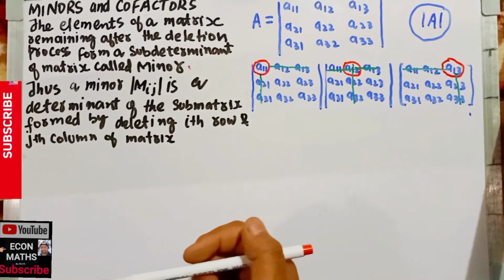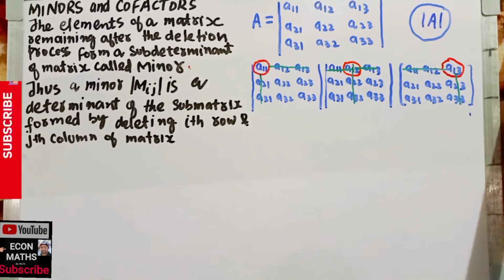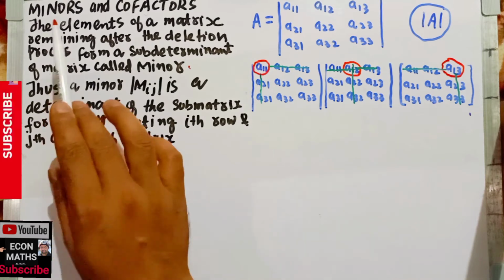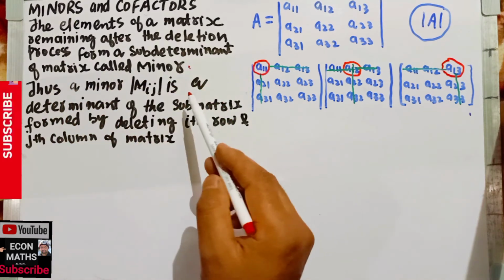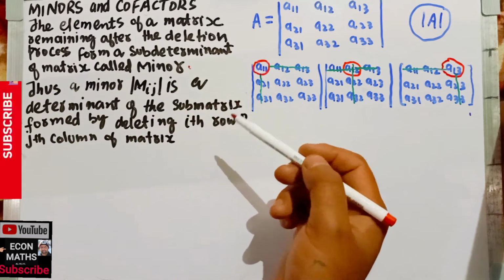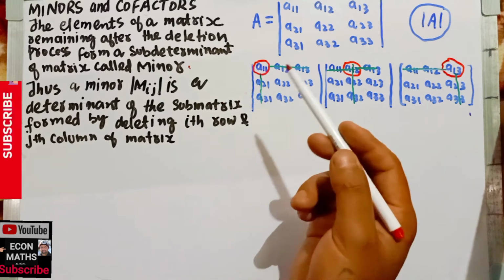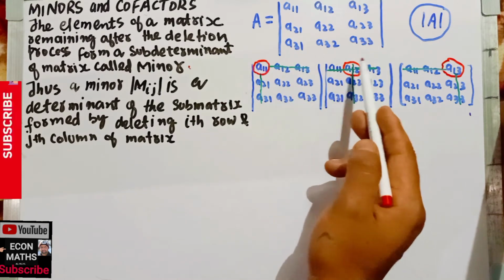Hi, this is Halal. In this video on the mathematical economics series, we will discuss minors and cofactors. In an earlier video, we discussed how to find the determinant of a 3 by 3 matrix.